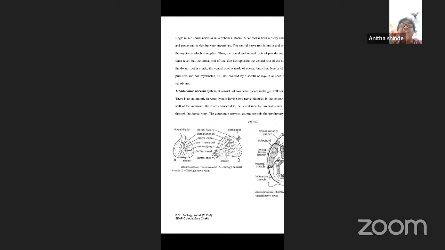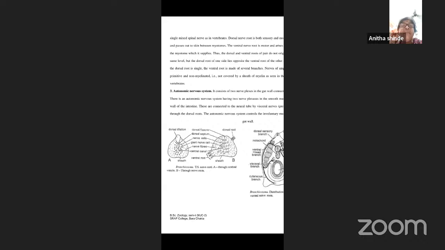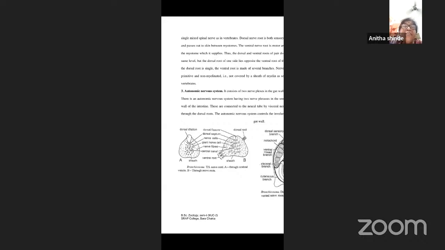The nerves of this amphioxus are all very, very primitive and they are non-myelinated. That means they do not possess the myelin sheath. They are not covered by a sheath of myelin as we see in the vertebrates.